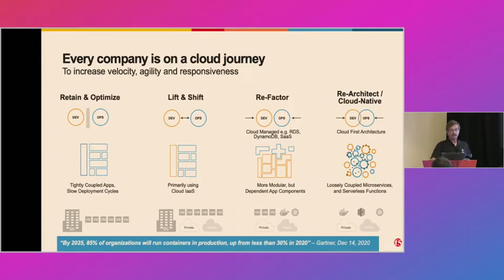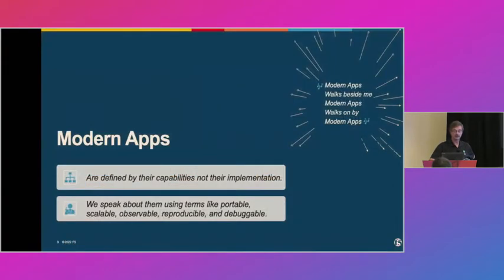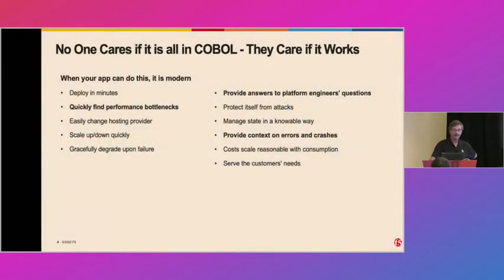We know that everybody is going to go there. By 2025, according to Gartner, about 85% will be running something in the cloud, probably based on this modern architecture. When we start talking about modern apps, they basically are defined by capability, not by an implementation. I don't care if you write it in COBOL, but they all have certain characteristics that come into play. You can read through here.